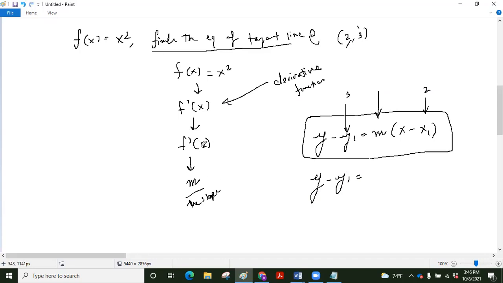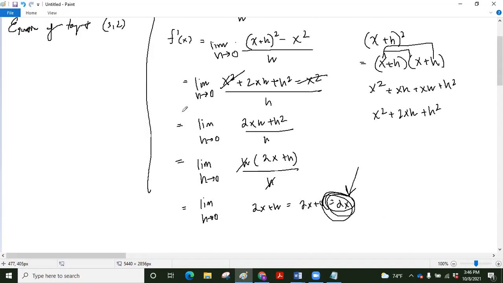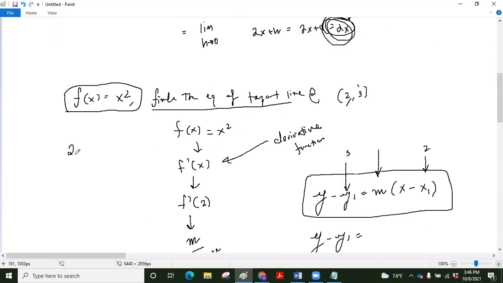So y minus y1 equals m. We now know m. The derivative of this using the limit definition that we found was 2x. So if we do f prime of 2, that's just taking f prime, which is 2x.